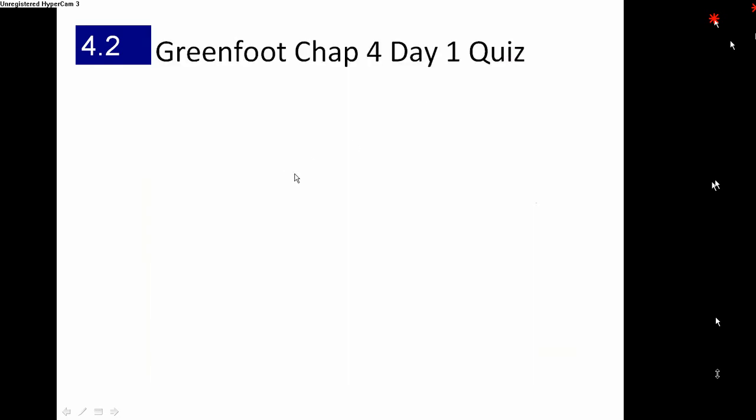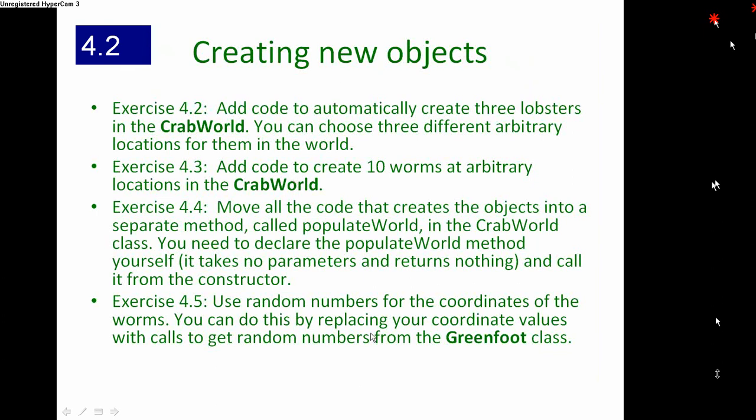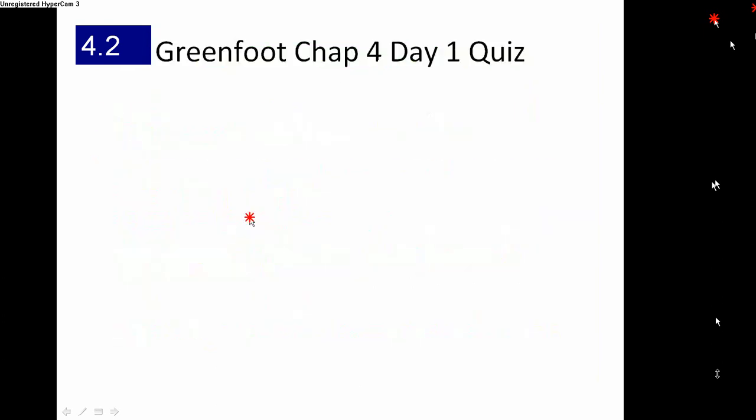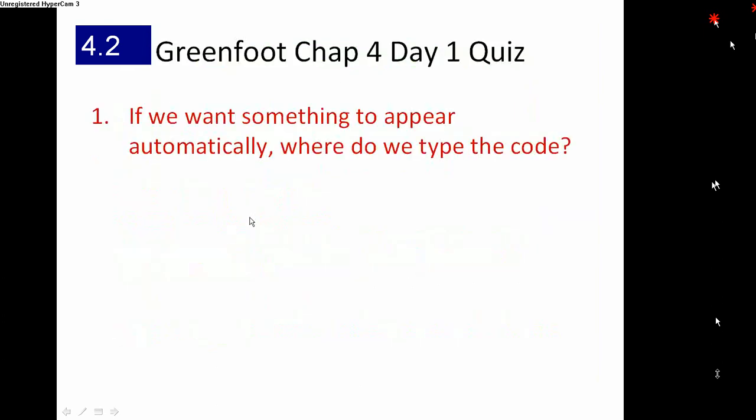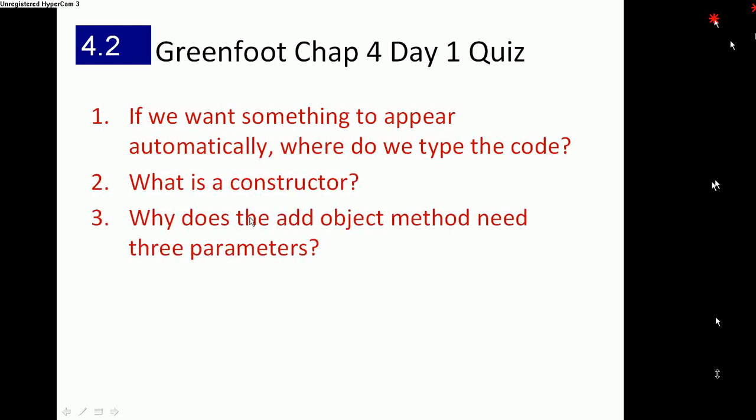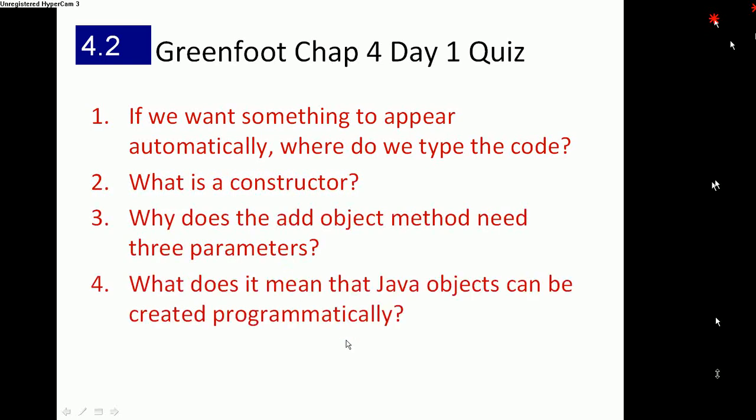Let's get back to the slides. Okay, so this is what we're going to do here. Now let's take a look at our quiz. If we want something to appear automatically, where do we type the code? What is a constructor? Why does the addObject method need 3 parameters? What does it mean that Java objects can be created programmatically? Answer those questions on your notes.